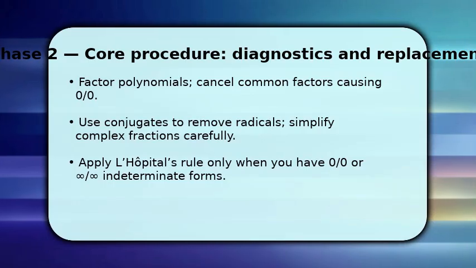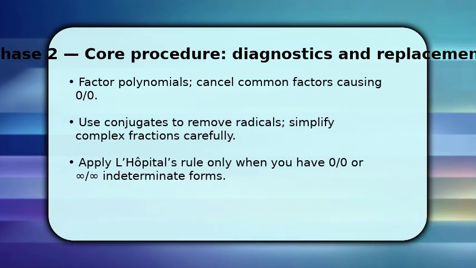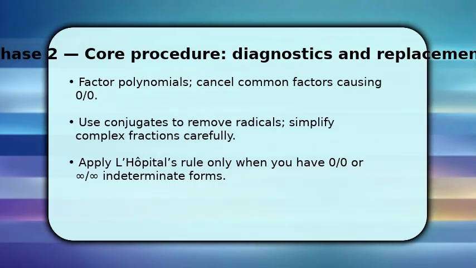Factor numerator and denominator, then cancel any common factor causing the indeterminate 0/0. This resolves removable issues. If radicals appear, multiply by the conjugate and simplify. For complex fractions, combine into one fraction before canceling. If you have 0/0 or infinity over infinity, differentiate numerator and denominator once and reassess.